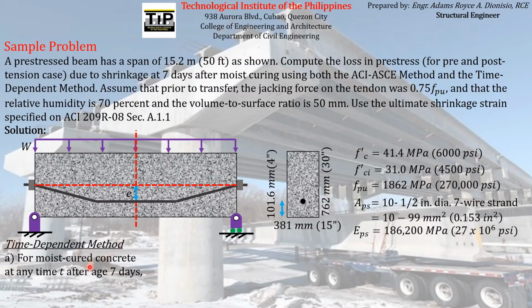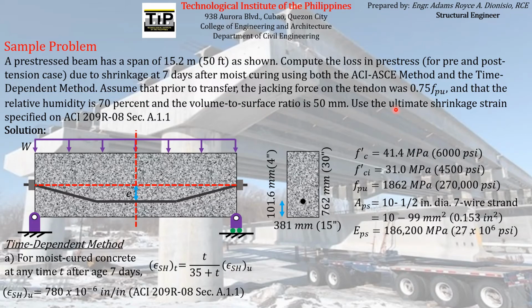So if you can recall the formula for moist cured concrete at any time T after age 7 days, it is equal to this. For the value of the ultimate shrinkage strain, we can use the one specified on ACI 209R-08 section A1 A.1.1, which is equal to this. Again, you have to remember the recommended value that we said a while ago must be used only if there is no given value in the problem, or if the local data is not already available.